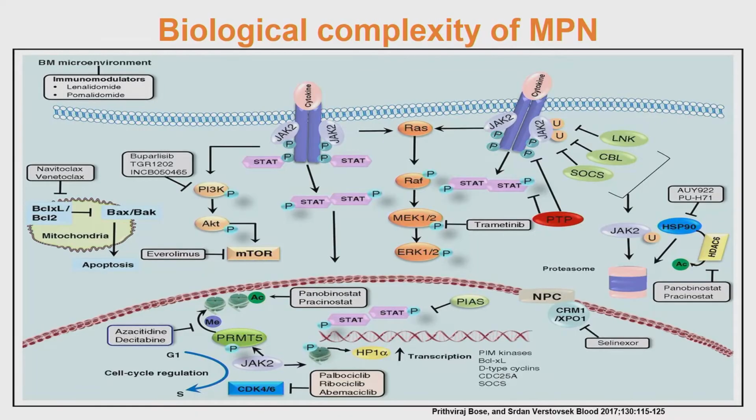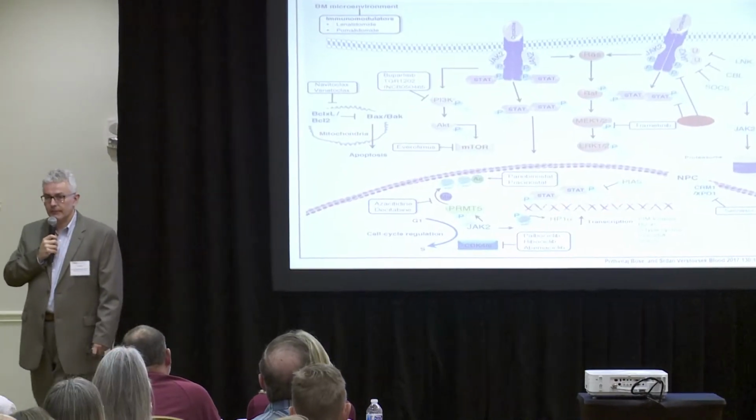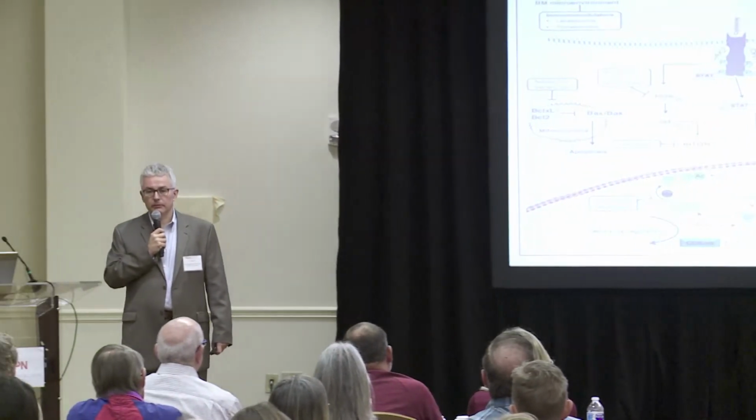Now, there are some boxes here. See, these are boxes here, here, and here, and here, and here, and here, and here. These are boxes with funny names. Everolimus, Navitoclax, AU922, and so on. These are medications. These are medications that we are trying to utilize or develop or test, if you like, as therapies for patients with myelofibrosis. Not just to target the JAK-STAT pathway with the JAK inhibitors, but to do something more.